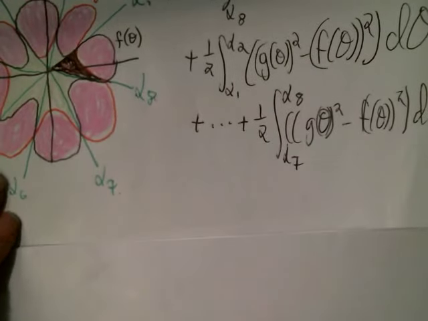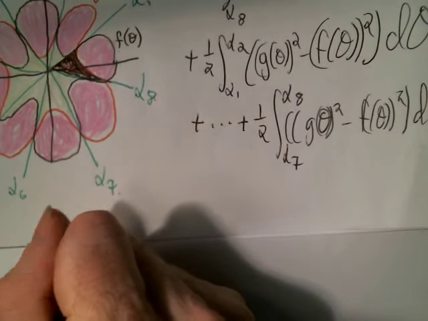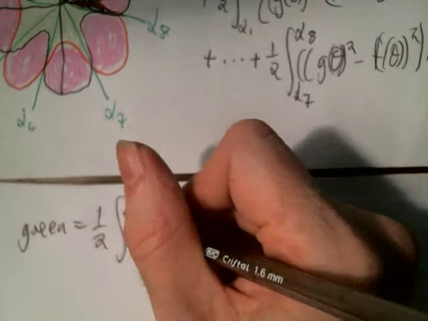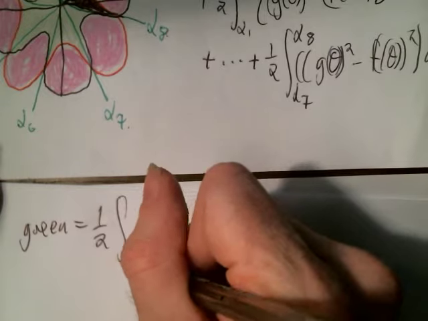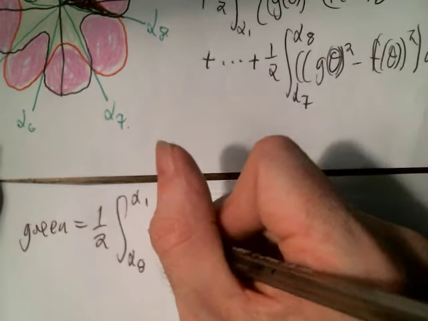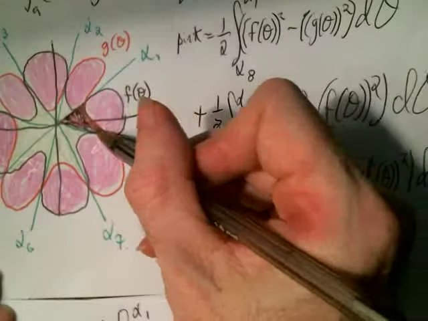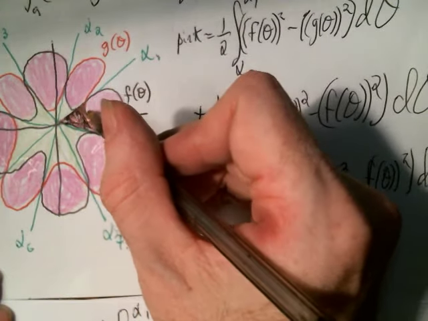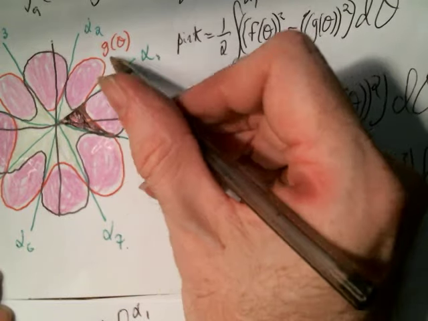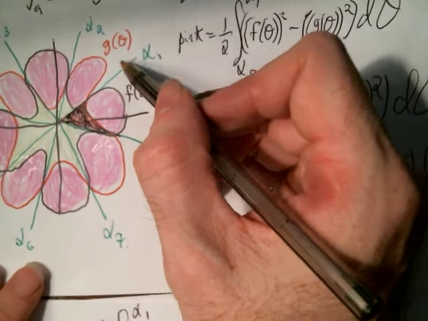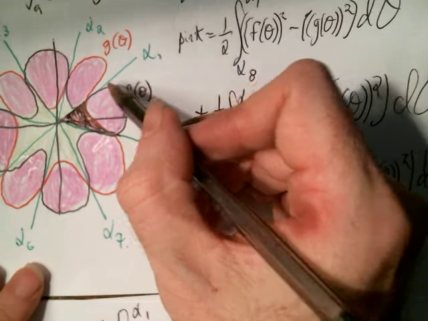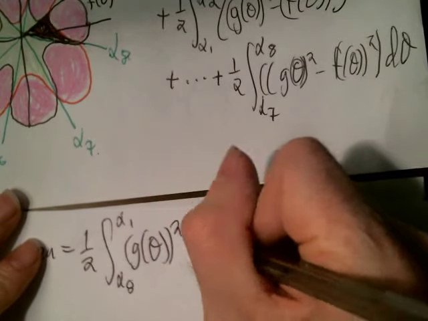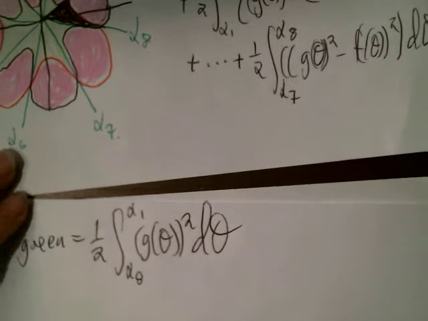what would you do? For the green, which I just colored in black, you would have 1/2 integral from alpha 8 to alpha 1 of, in that case, the curve that's telling me what this area is. If I did a bunch of little pizza slices, the lengths of the pieces of pizza would be given by g of theta, not by f of theta, which would be way out here. Okay, so you would just have g of theta squared.